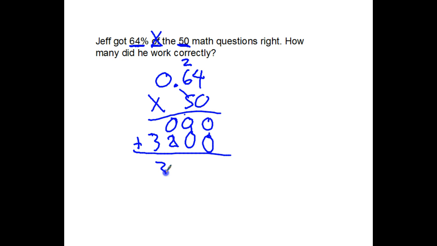Add them up. Put my decimal 2 spots over. 32.00. So he got 32 right. Double check, make sure my answer makes sense. If there were 50 on the test, he got 32 right. That would be a little bit over half, because 25 out of 50 would be half. And we're at 64%, which is a little over half.